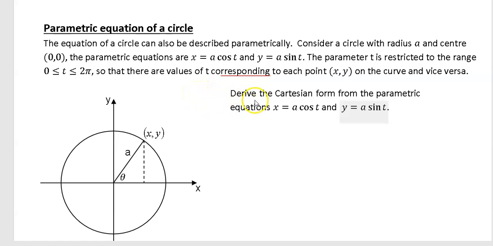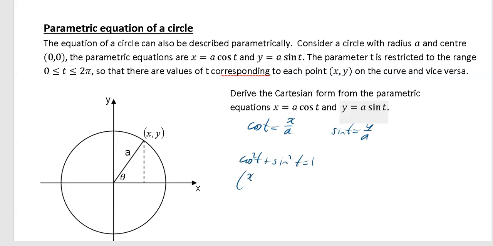It says in this example, derive the Cartesian form from the parametric equations x equals a cos t and y equals a sin t. So the idea here is to make cos the subject and to make sine the subject. So cos t would be x over a and sine t would be y over a. And then what you want to do is write down your identity: cos squared t plus sine squared t is equal to 1.